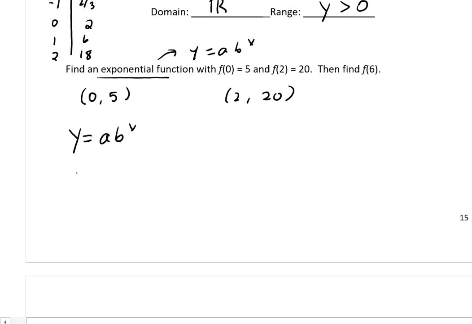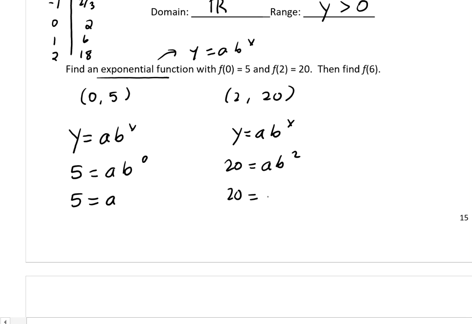I'm going to use this coordinate point and say 5 equals ab to the 0. I'll also use that same format and say, okay, 20 is equal to AB squared. Now, b to the 0 is 1, so this is really 5 equals 1a. Oh, so a is 5.